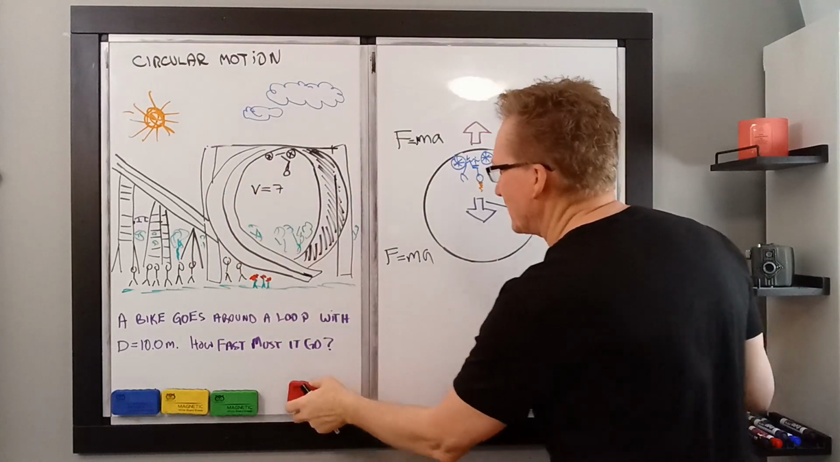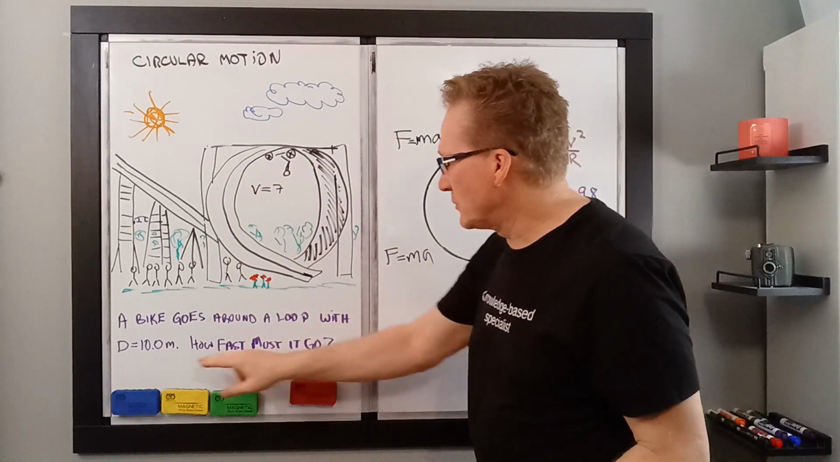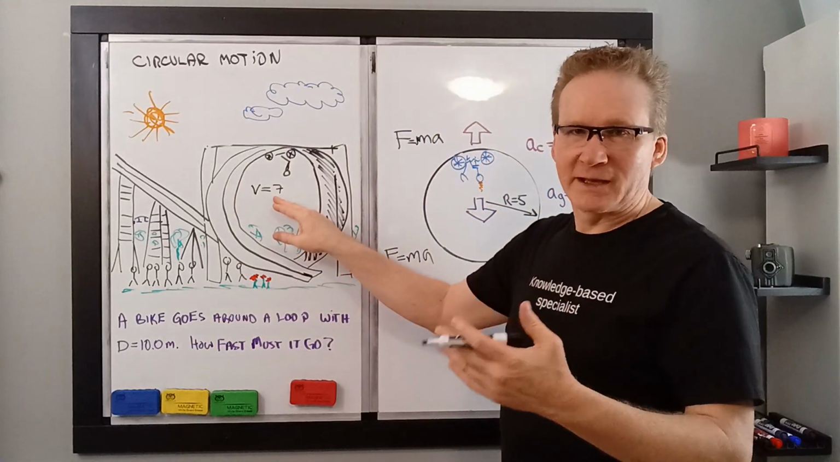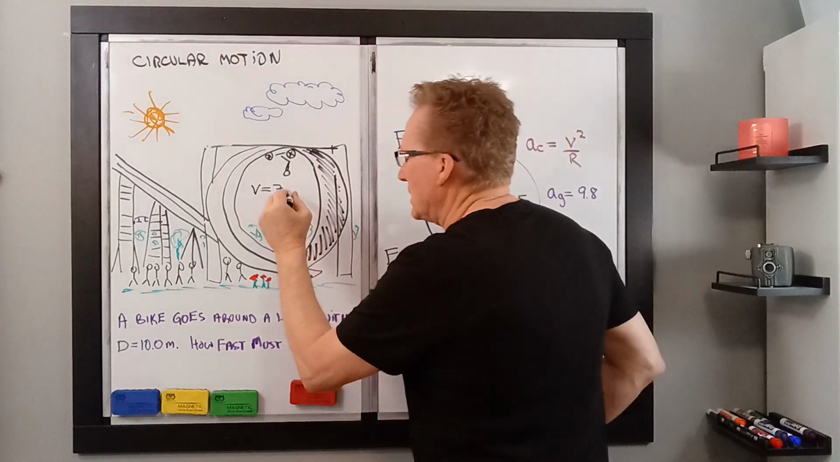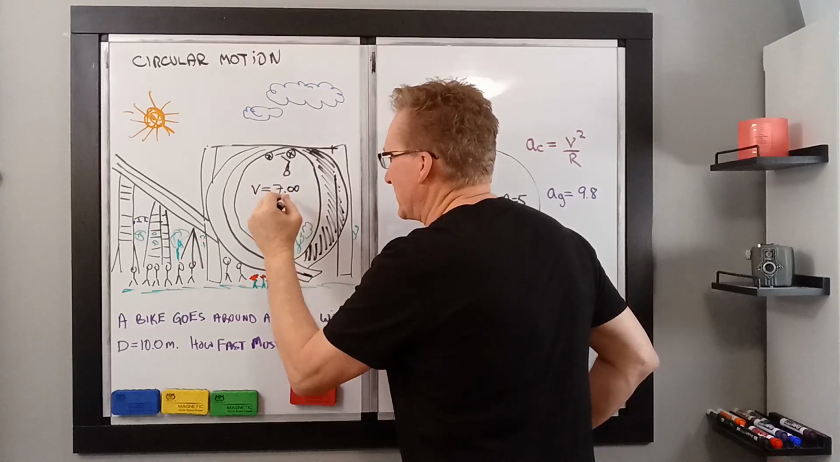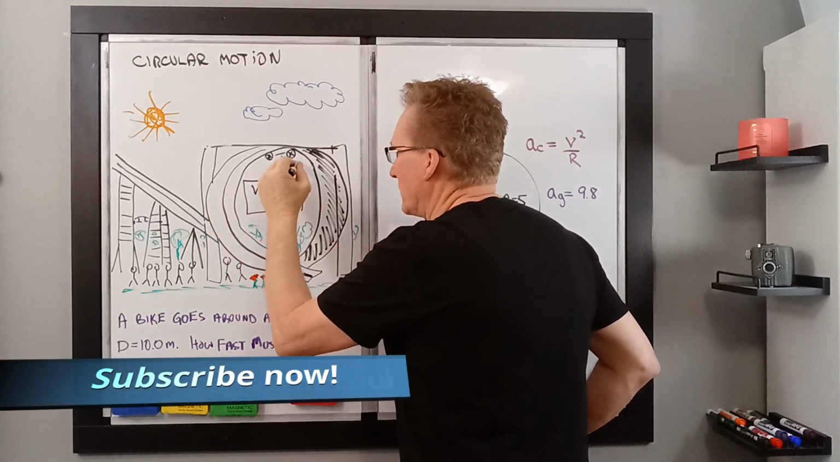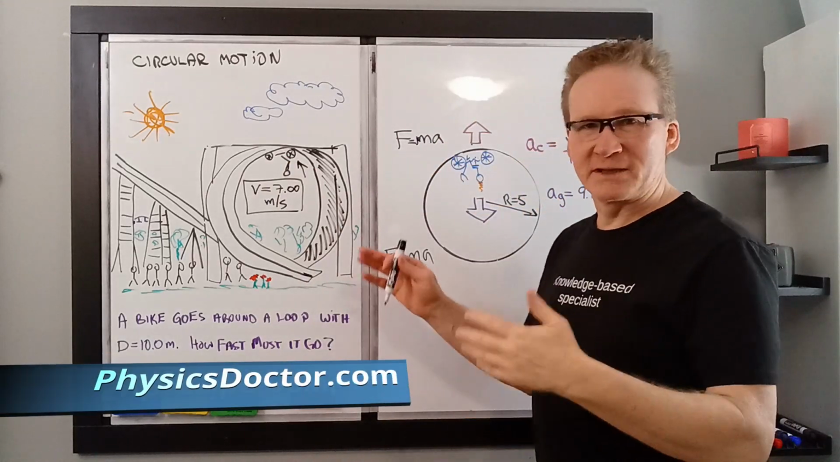And then let's look at the significant figures. Well, we're given here that the loop has 10.0 meters. So even though this sort of looked like an exact answer for us, we still want to put it into the significant figures here as 7.00 meters per second. That would be the velocity the bike would need at the top to stay on the loop.